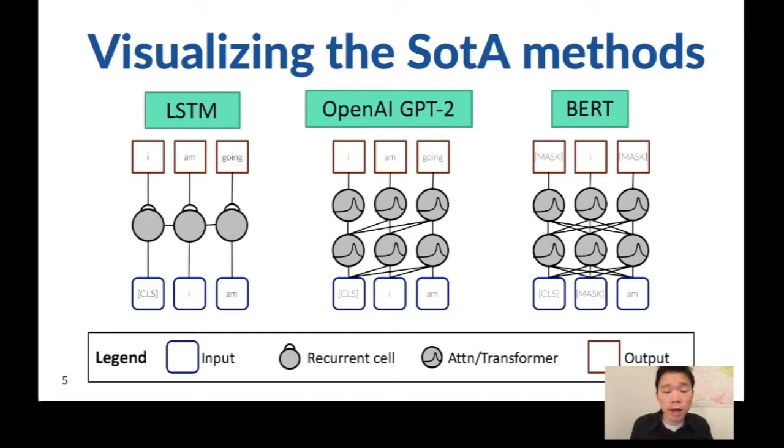I'm not going to go into the math or whatnot. I'll point you to the original papers for BERT and for OpenAI GPT-2. If you look for BERT language models, it should be easy to find.